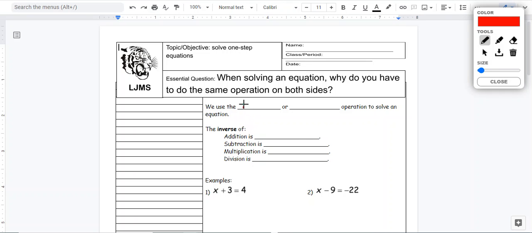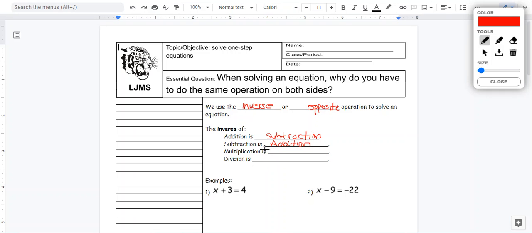We use the inverse or opposite operation to solve the equation. The inverse of each of these is what would undo it. The opposite or inverse of addition is subtraction. The inverse or opposite of subtraction is addition. So these two are paired up, one is the opposite of the other.